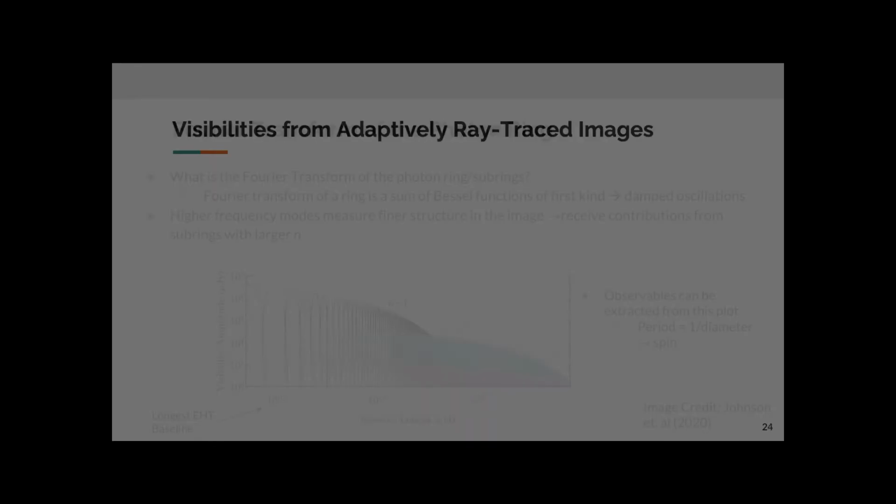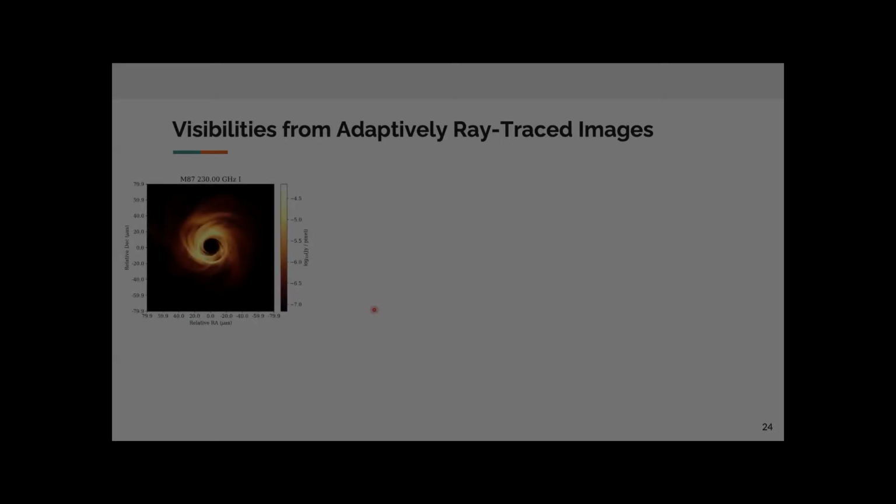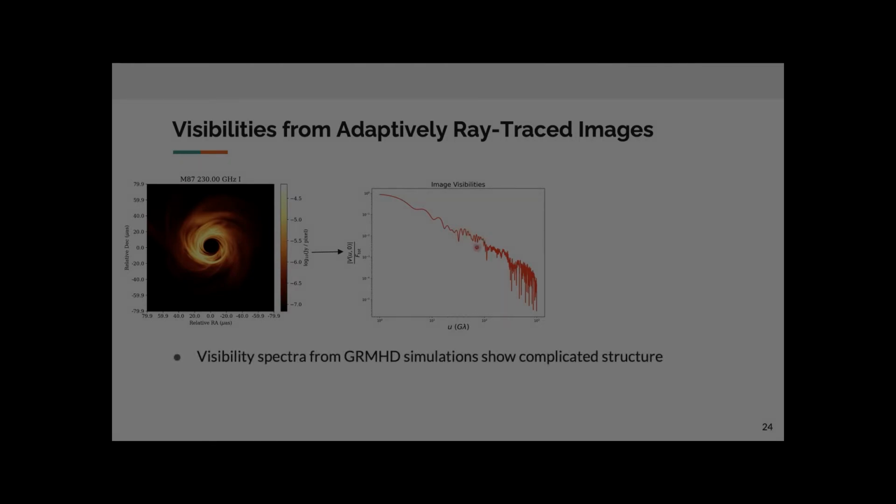Okay, so let's see what happens when we do that with our adaptively ray traced images. If we take a high resolution image of a black hole that's adaptively ray traced, like the one shown here, and we take a Fourier transform along a horizontal axis, we see a very different picture than the one we saw in the previous slide. This does not look like a Bessel function. It doesn't have this nice periodic nature, but rather looks much more complicated and stochastic.